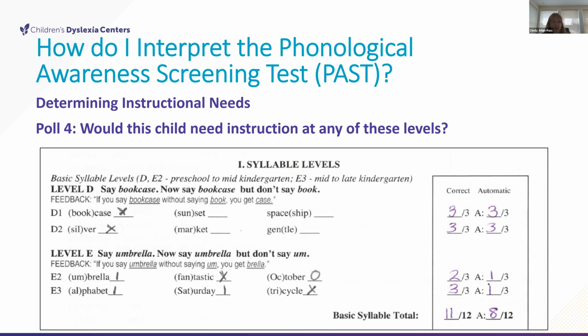So for this level, the child was correct and automatic in D1. Following the routing procedure, child would move down to D2. Following the routing procedure, move down to E2. But this child was not automatic at E2 or E3. So with this child, he or she would need instruction at level, I would start with level E2.